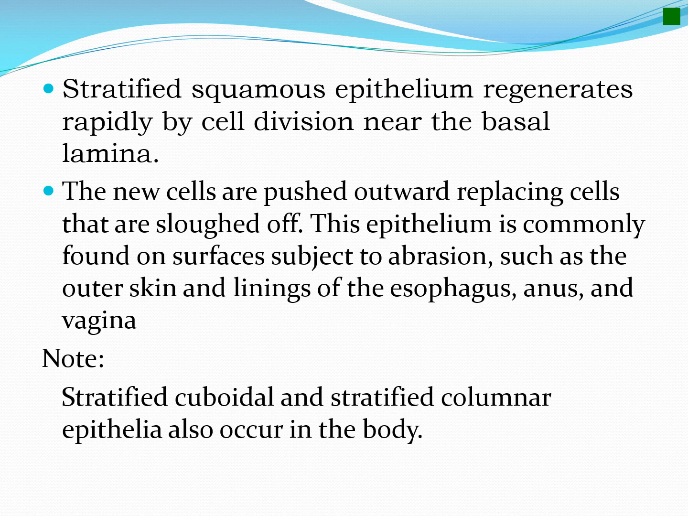Stratified squamous epithelium regenerates rapidly by cell division near the basal lamina. The new cells are pushed outward, replacing cells that are sloughed off or removed. This epithelium is commonly found on surfaces subject to abrasion, such as the outer skin and linings of the esophagus, anus, and vagina. Here you should also note that stratified cuboidal and stratified columnar epithelium occur in the body.